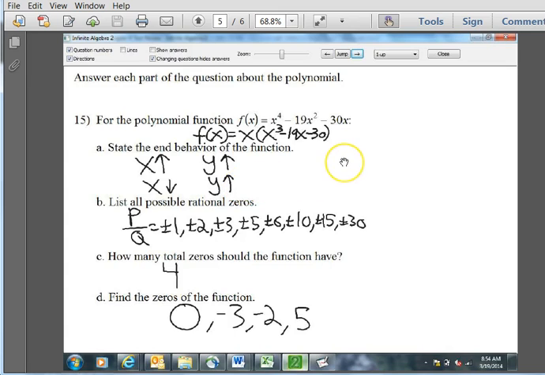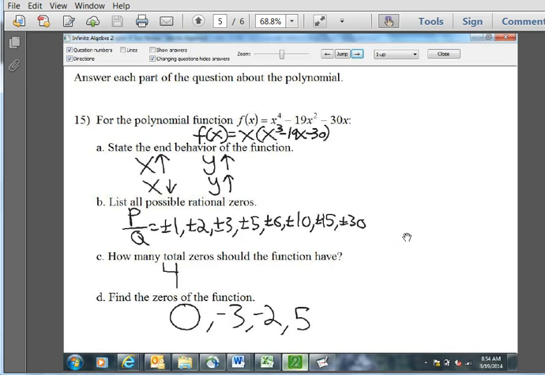Now here's the problem I have. There is no p-value here yet. There is no constant term. So I must factor out the x first. That leaves me with this. There's my p. There's my q, the coefficient of x to the third. So factors of 30 divided by the factors of 1 gets me this. You also could put plus minus out in front of the whole list as long as you have parentheses.